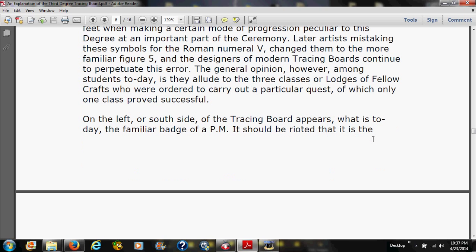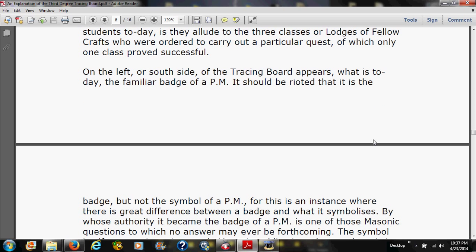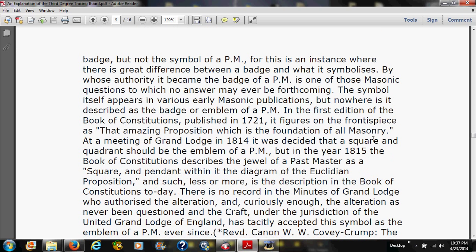But we know what V and 555 stands for. On the left or south side of the tracing board appears what is today the familiar badge of a past master. It should be noted that it is the badge, but not the symbol of a past master. For this is an instance where there is great difference between a badge and what it symbolizes. By whose authority it became the badge of a PM, a past master, is one of the Masonic questions to which no answer may ever be forthcoming.